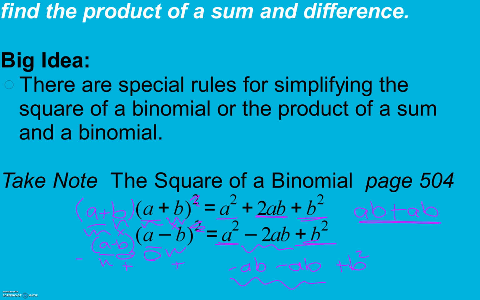So we can use this as kind of a shortcut. When we have a plus b squared, I can take a and square it. I can take b and square it. I can multiply a times b together and take it times 2.